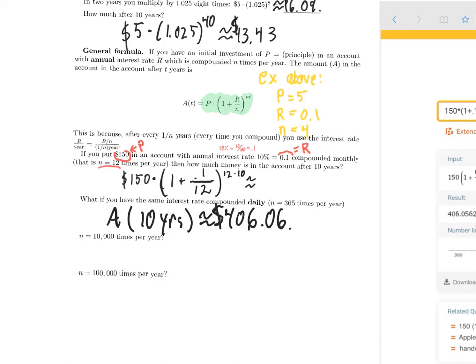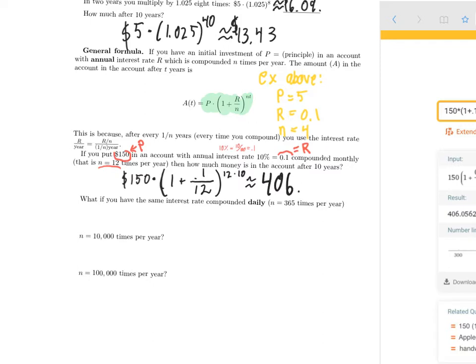So this quantity is about $406.06. Cool. So we want to see what happens when n grows. So let's see what happens if you have that same interest rate, but you compound daily. So suddenly n is equal to 365 times per year. I know that really a year is sometimes not exactly 365 days. Sometimes it's 366 days in a leap year. But let's just pretend that we don't notice that issue.